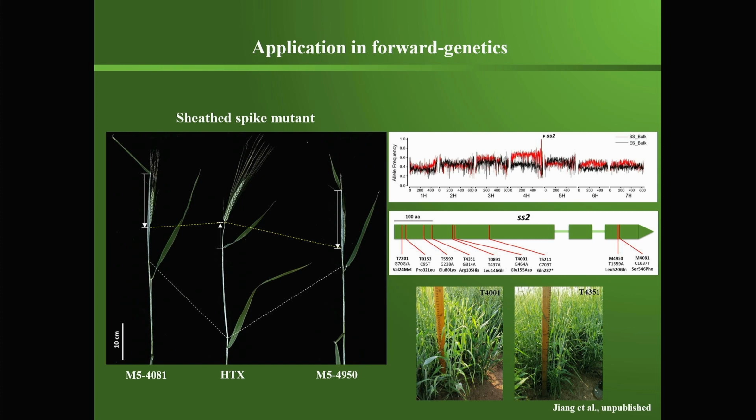From couples of allelism tests, we found this pair of allelic mutants. We applied whole genome sequencing for these two mutants. It revealed 5 genes that had non-synonymous mutations in common between these two mutants. On the other hand, bulked segregant analysis was carried out within the F2 population derived from a cross between one of these mutants and the wild-type HTXi.